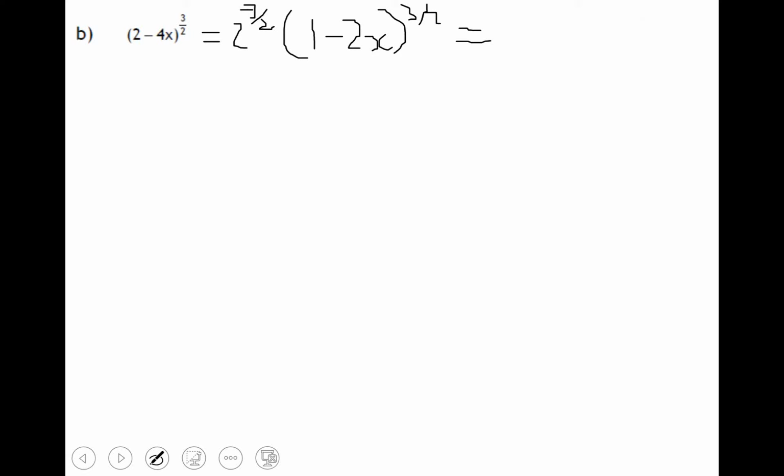Now if we stick 2 to the 3 over 2 into our calculator, we get a horrible decimal. It's 2.828427125. Now we can break it down into 2 to the power 1 times 2 to the power half, which is 2 root 2. Now in practice we haven't seen anything involving surds in these sort of questions in an exam, but it is theoretically possible. So this example just shows how we would deal with it.